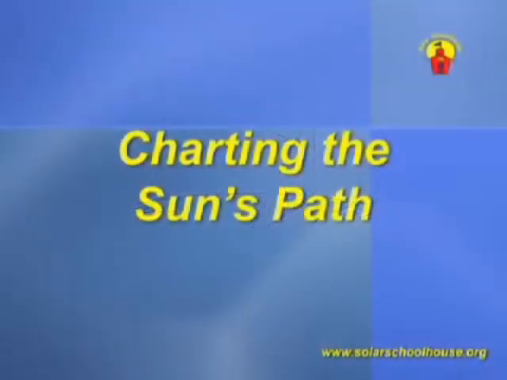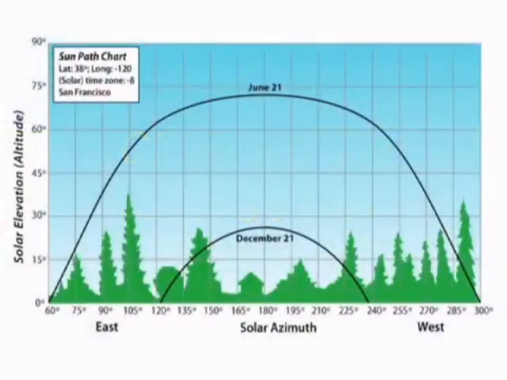We can use these same two measurements to describe the real sun's position in the actual sky. Then we can draw charts that show how the sun's position changes throughout the year. This kind of chart is called a sun path chart, and it shows what the sun's path looks like from the Earth's surface. This is a sun path chart for San Francisco, California, and it shows what we'd see if we looked toward the South Pole at this location.